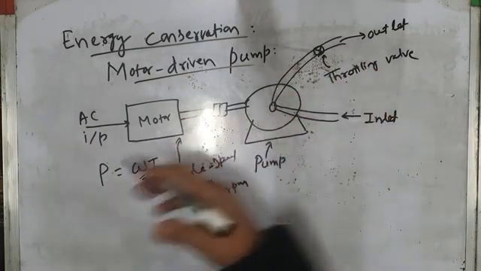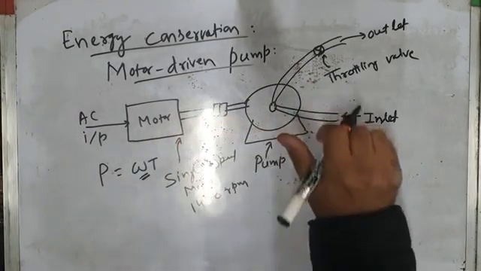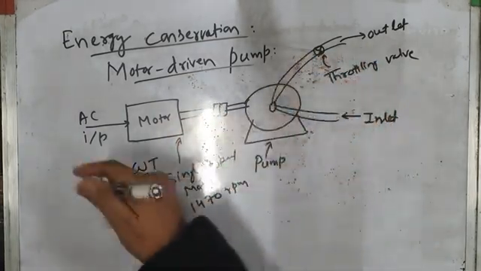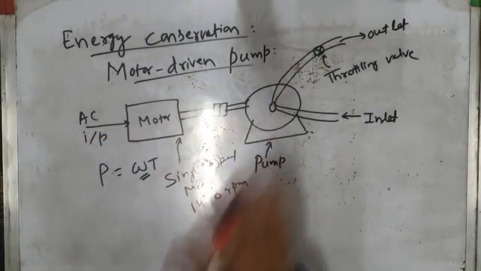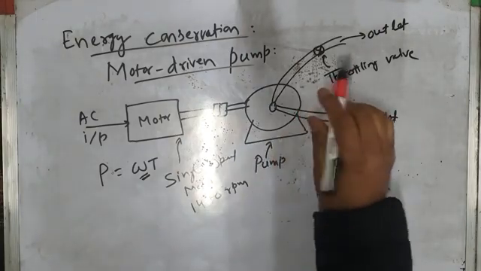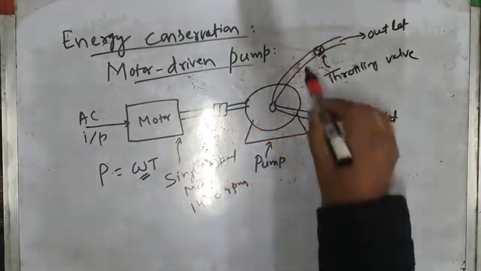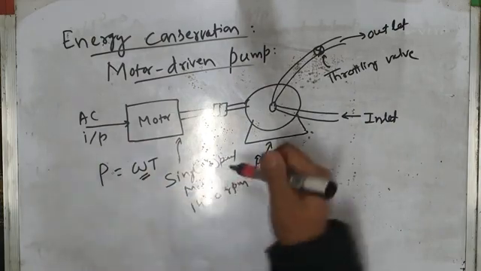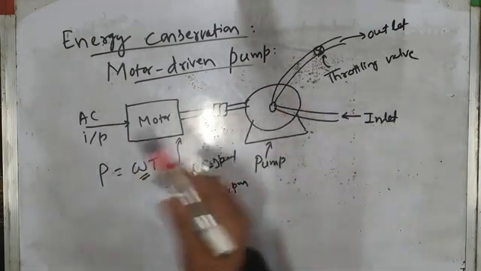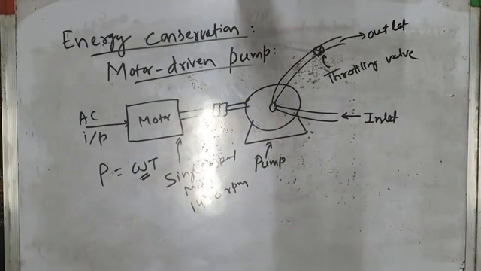When flow rate is high, it draws a certain amount of power, no problem, there are very few losses in the system. But when you decrease the flow rate by closing the throttling valve, the motor draws the same amount of power, but flow rate is low. So where does the rest of the power go? It simply gets wasted. When you close the throttling valve, flow rate is decreased, but the motor draws the same amount of power as it was drawing when flow rate was high. Therefore, this conventional motor-driven pump at low flow rates results in wastage of electrical energy.